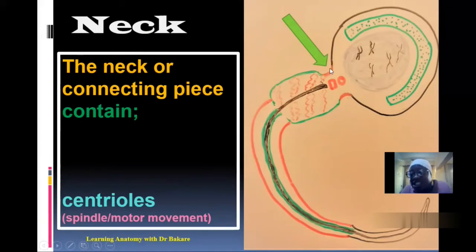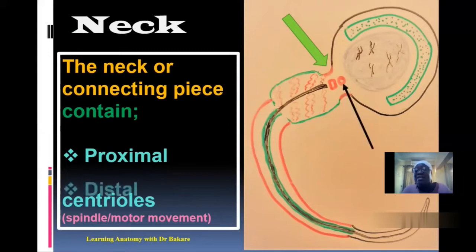So this is a very short region of the sperm, and you see it highlighted in red. We have two structures contained within this region. We have the proximal centriole, and this is the proximal centriole. And we have the distal centriole, and this is the distal centriole.